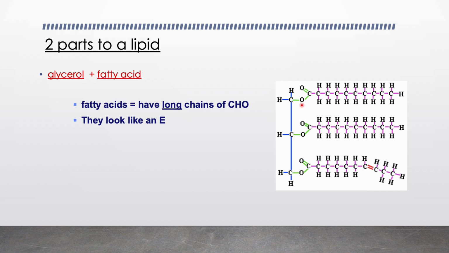The glycerol is the backbone to the letter E. And then you have the three fatty acid chains that are coming out. And again, it's made up of carbon, hydrogen, and oxygen. The fatty acids are the long chains of carbon, hydrogen, and oxygen. And then the backbone of our capital E is our glycerol.